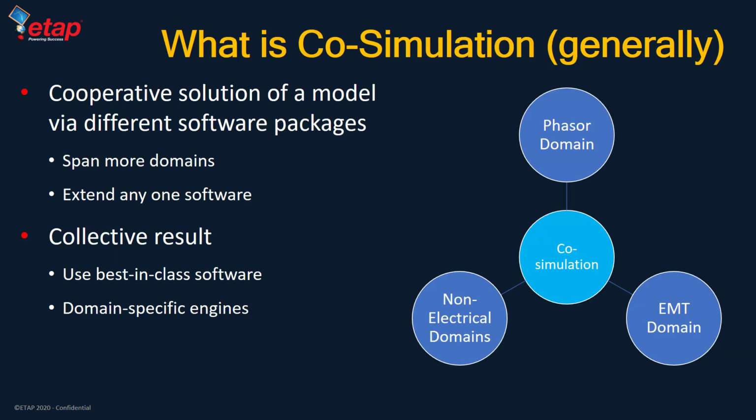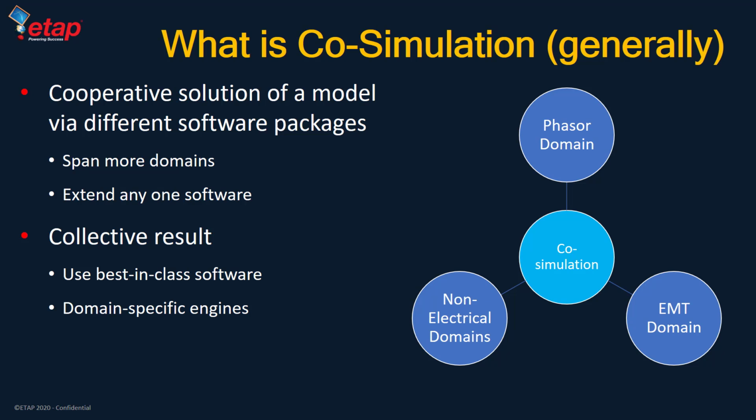So what is co-simulation? Co-simulation is the cooperative simulation of a system model by using different software packages. Doing so allows us to span more physical domains by accounting for the contributions of other physical spaces that are normally not observable from the use of a single domain. We say that this is actually extending the capabilities of a software by coupling it to other more specialized software.